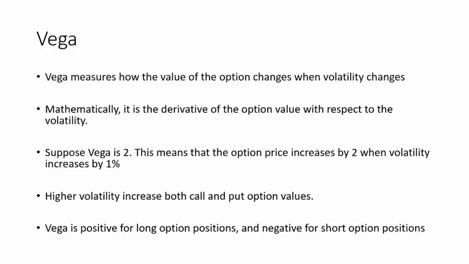So this means that vega is going to be positive for long option positions and negative for short option positions. If you own an option, then you are long vega, which means that as volatility goes up, you make money. As volatility goes down, you lose money.